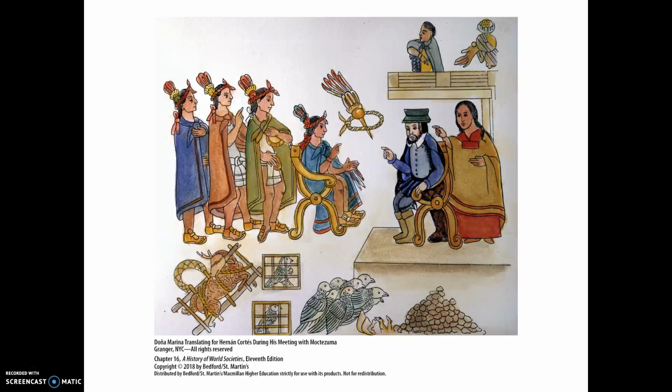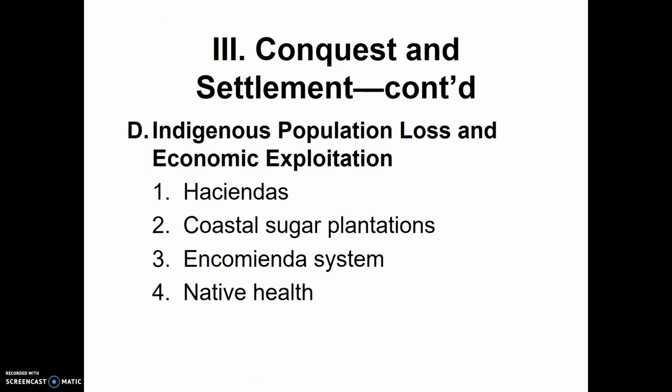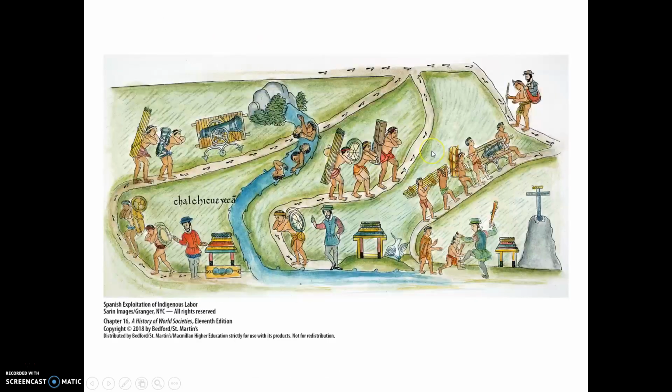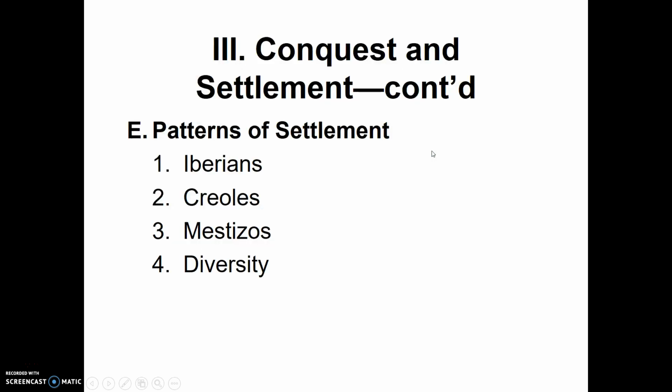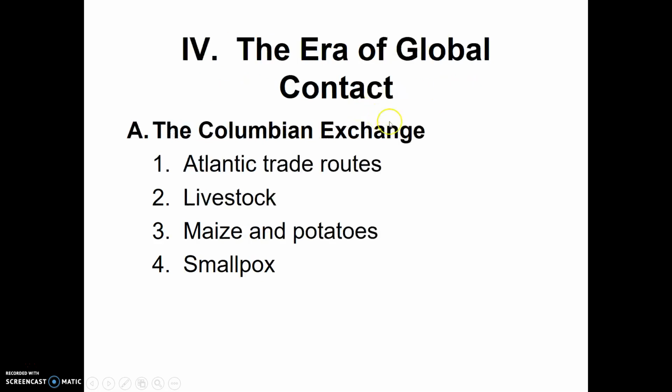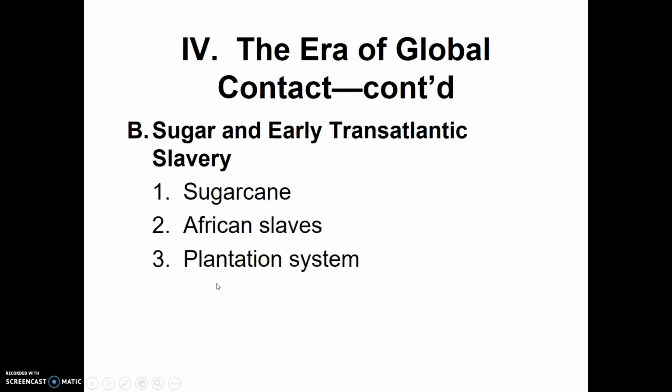Now, the next part of the chapter deals with the exploitation of this area by the Europeans. After they conquer and settle these areas, you're going to see the Columbian Exchange. Okay, this is a huge part and a very important part of this chapter. You have trade routes, you have livestock, you have foods, and you have disease that are going to spread and be exchanged. And one of the big crops that will be exchanged is sugar.